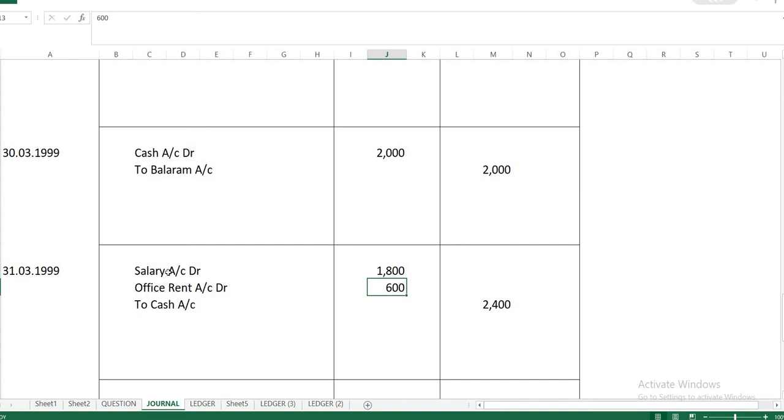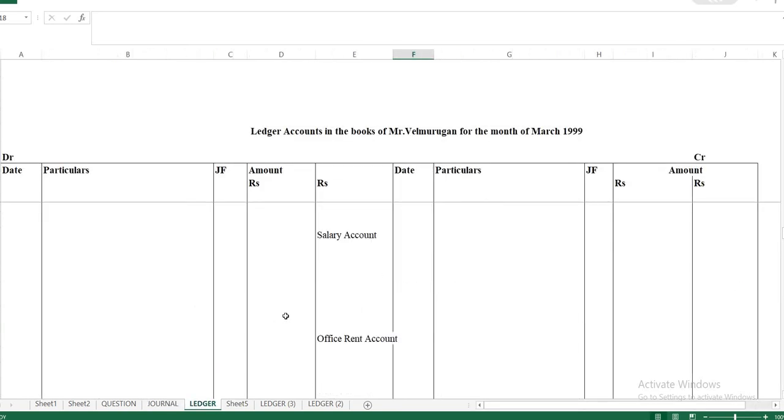Okay, so let us do in salary account. First of all, salary account la to cash account and the concerned date la 1800 rupees only we have to show that. Okay, salary account, let us go. So salary account la to cash account, 1800 rupees, 1800 rupees on which date, 31st March.